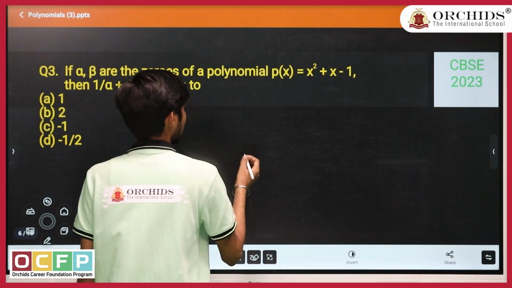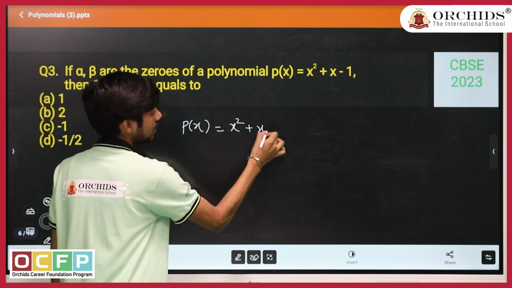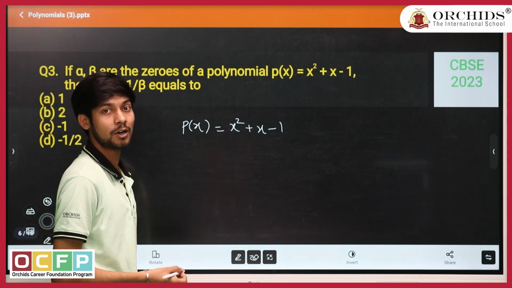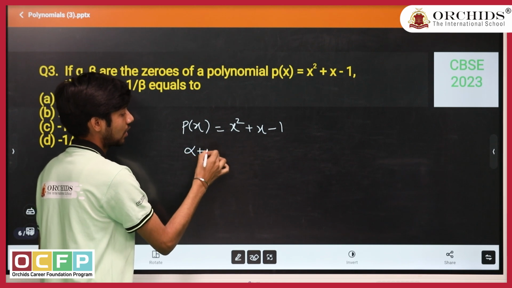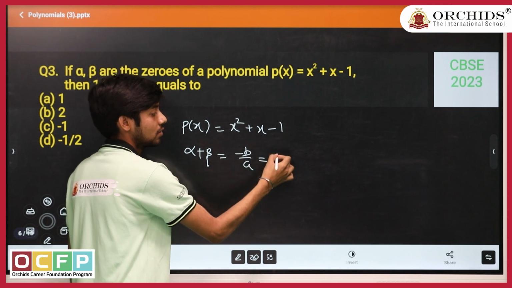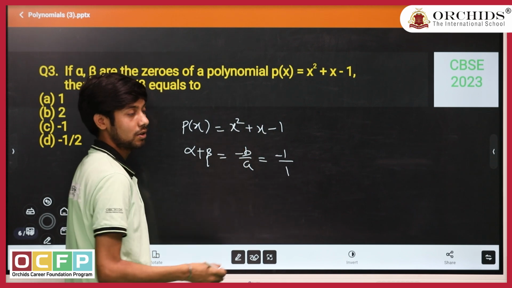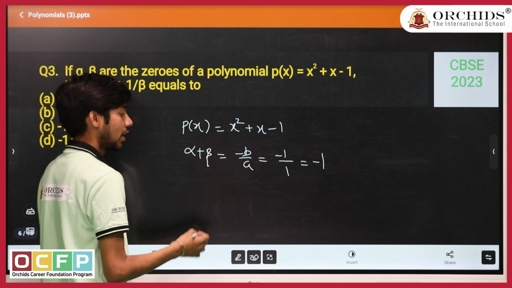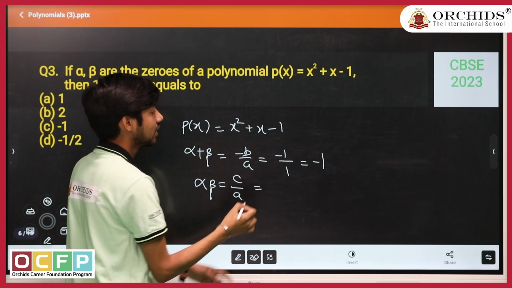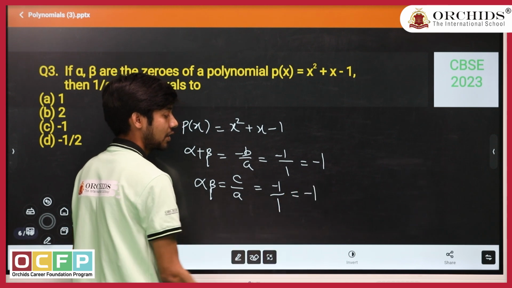So given polynomial, what is that? Px is equal to x square plus x minus 1. If we assume that both the zeros of this polynomial are alpha and beta, so we can write alpha plus beta is equal to minus b by a is equal to, here b is 1, so minus 1 divided by a, that is coefficient of x square, it is also 1. So alpha plus beta is equal to minus 1, and we know that product of zeros alpha into beta is equal to c by a. And here c, what is that? It is also minus 1, a is 1, so minus 1 by 1 we are getting minus 1.